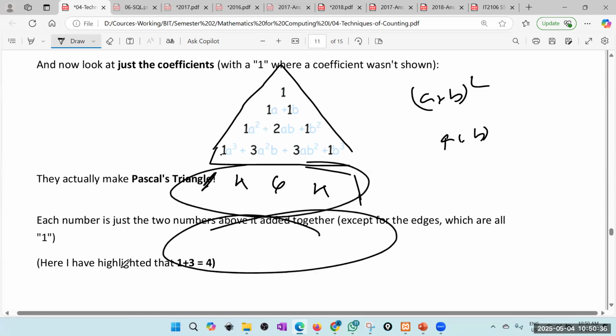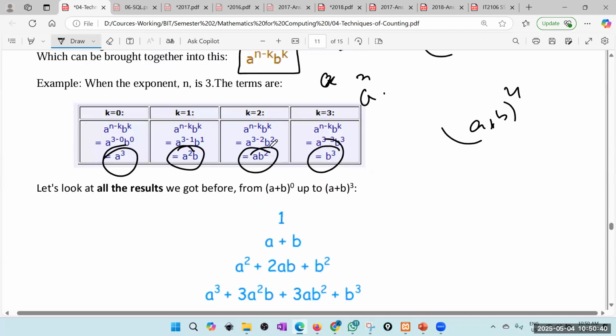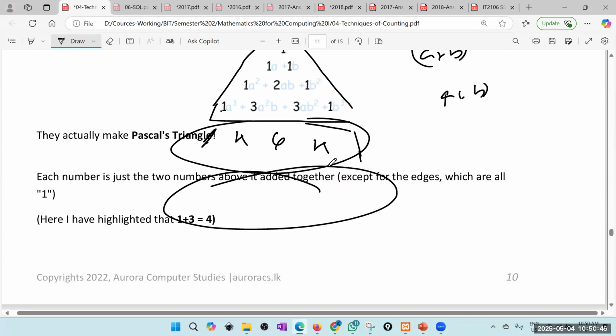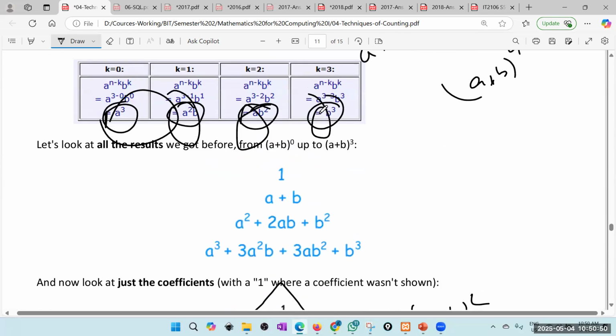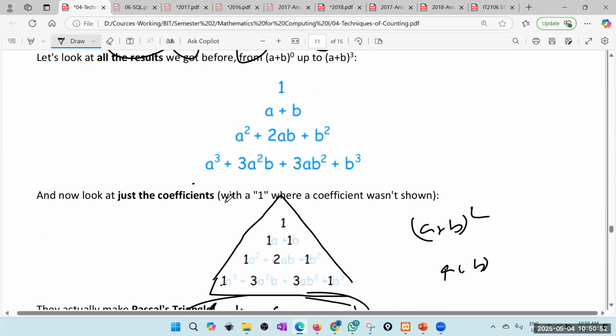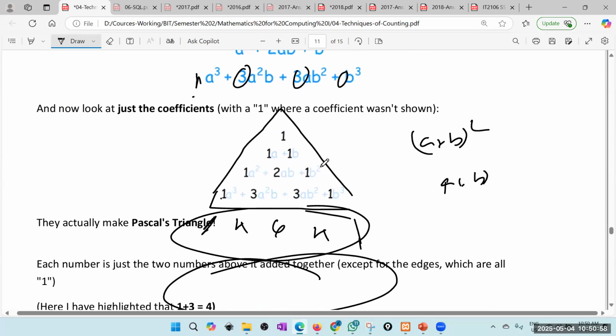So therefore now you know how to write this algebraic expression, and you have a way to find the coefficients, these constants. Right? For example, this is 1 2 1. This is 1 3 3 1. You can see 1 1, 1 3 3 1. Before that 1 2 1.